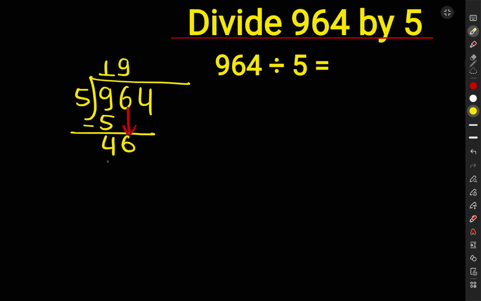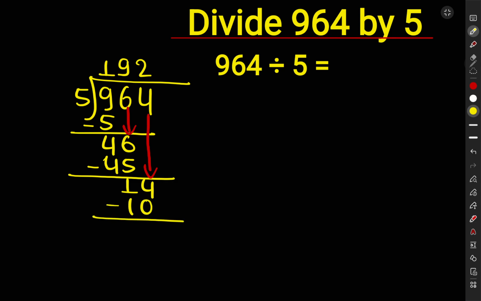5 times 9 is 45. On subtracting we get 1. So now we put down this 4 and it is 14. 5 times 2 is 10. On subtracting we get 4.